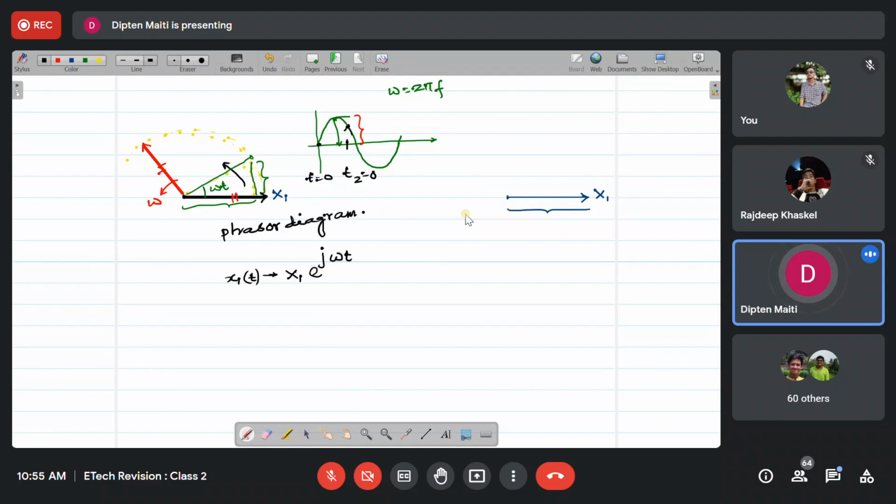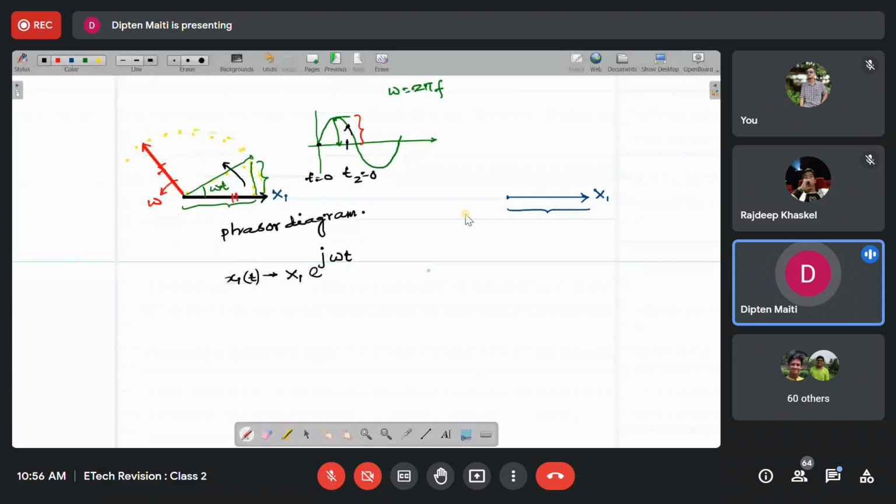Everything about i remains: i square equals minus 1. Here also j square equals minus 1. Everything is the same. The only difference is in terms of the letter, the alphabet. That's all. Okay, so this is equal to this.